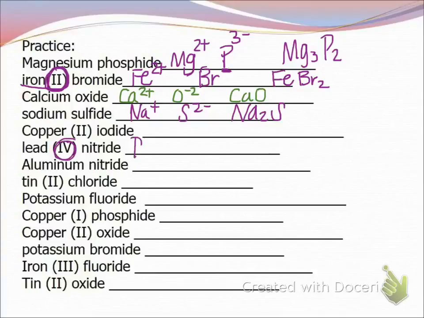I'm going to skip down here to lead 4 nitride. Lead 4 means that my lead has a +4. Nitride is in group 15. It will take in 3 valence electrons, so it's a 3 minus. So what I would do there is I would do a multiple of 4 and 3, which is 12, because I want each side to be a 12 plus and a 12 minus. So I'm going to say Pb3N4. Okay? So what I would like you to do here is pause the video and see if you can get the rest of these.